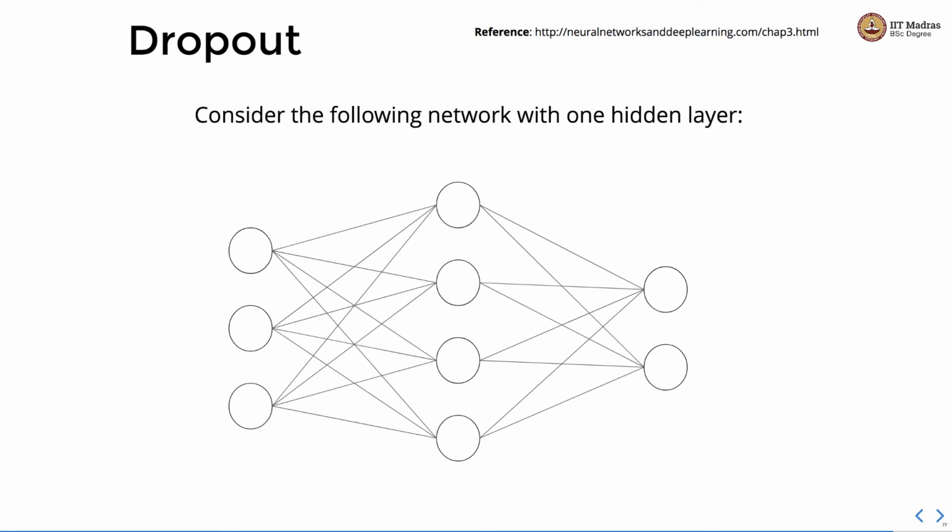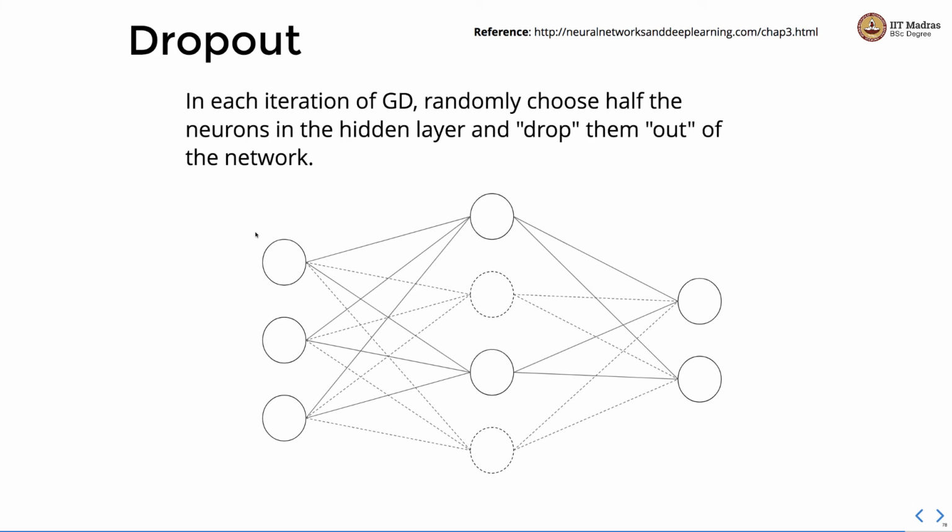Let's consider the following network with one hidden layer. In this network, there are 4 neurons in a single hidden layer, there are 2 neurons in the output layer, whereas in the input layer there are 3 neurons. In each iteration of gradient descent, we randomly choose half of the neurons in the hidden layer and drop them out of the network. So here these 2 neurons are dropped, and when we say neurons are dropped, the subsequent connections are also dropped. So now we have a modified neural network with a smaller number of neurons in the hidden layer.